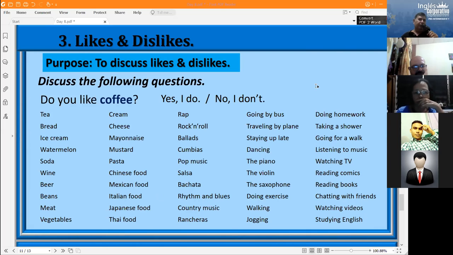Okay, examples. Roberto, do you like rock and roll? Yes, I do. Excellent, very good. Olga, do you like listening to music? Yes, I do. I like romantic music. And gospel music. Ah, gospel music too. And pop. Gospel, romantic, and pop. Okay, excellent. Very good. Nice. Carlos Daniel, do you like the piano?